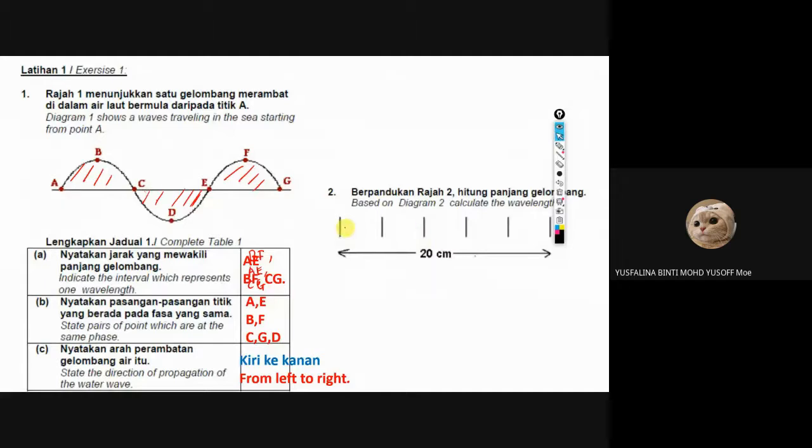For this one, you have to calculate the wavelength. You have to know that from this line to the next line is called 1 lambda. So here you have 5 lambda. 5 lambda is equal to 20, so lambda is 20 divided by 5. So you will get 4 cm. That's the answer for number 2.